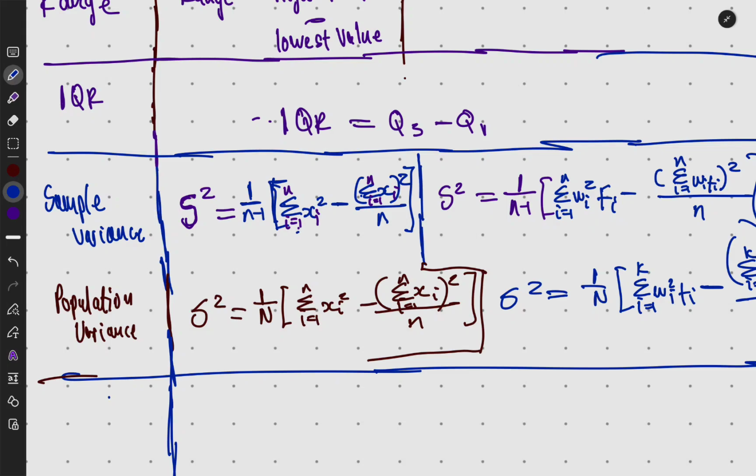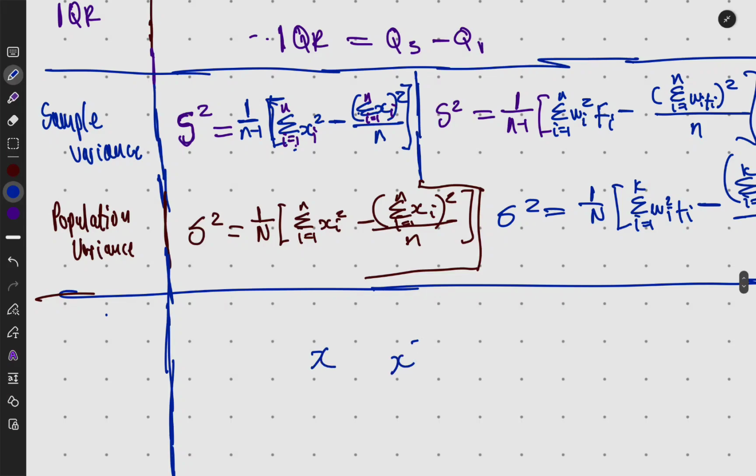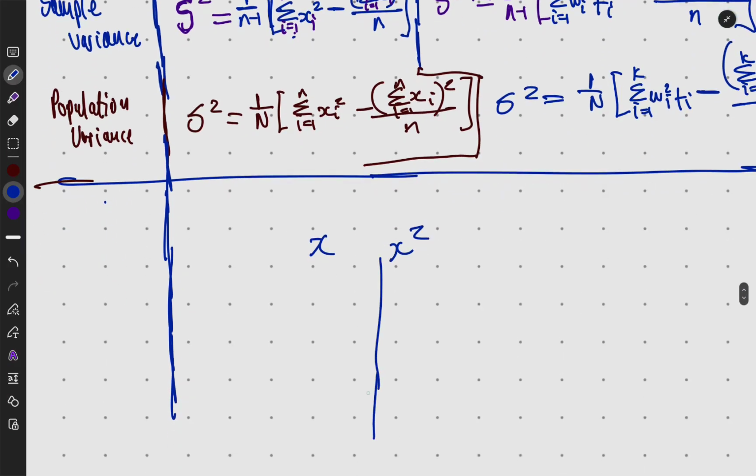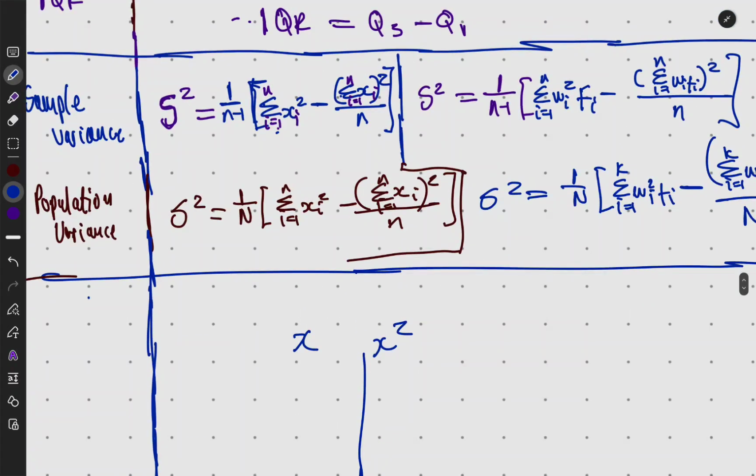You're going to make a table. These x squared should have a value. This should have a column in a table. We'll be having x values, then values of x squared. We list them all after squaring the x to get them. Then we are going to put their totals, and their total is what we are going to come and put here and here.